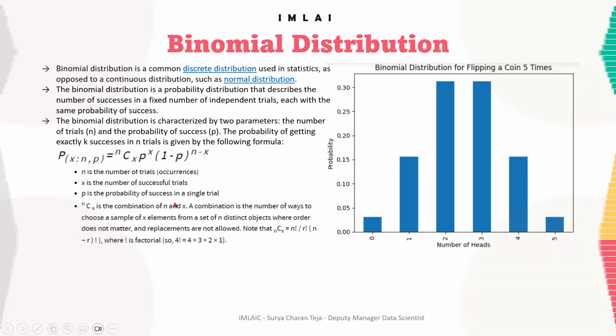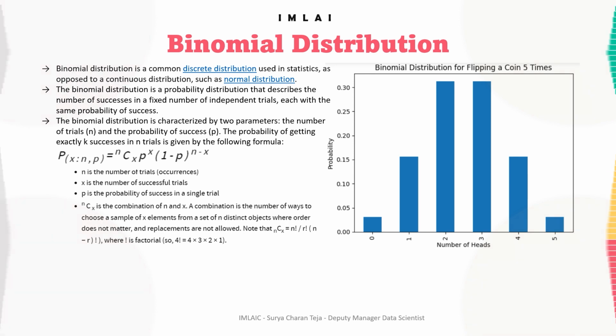So note that nCx, or n choose x, is equal to n factorial divided by x factorial times (n minus x) factorial. Factorial is nothing but, if it is 4 factorial or 5 factorial, it goes n times (n minus 1) times (n minus 2) and so on. For example, 4 factorial is 4 times 3 times 2 times 1. I hope many of you might know about this.